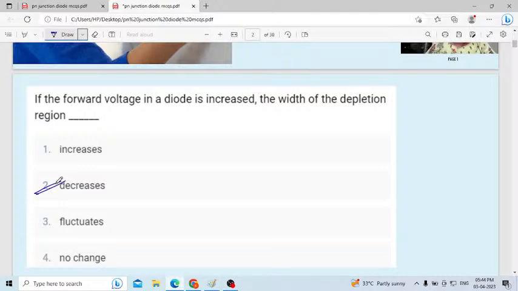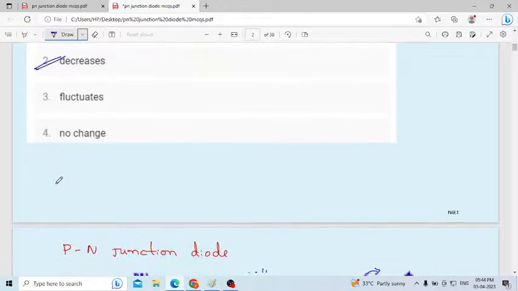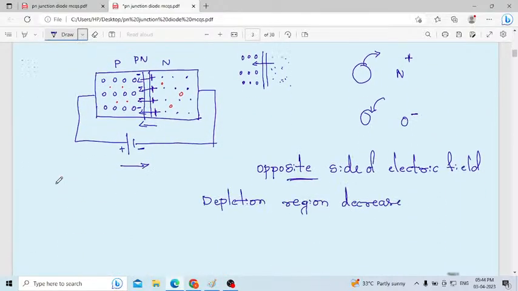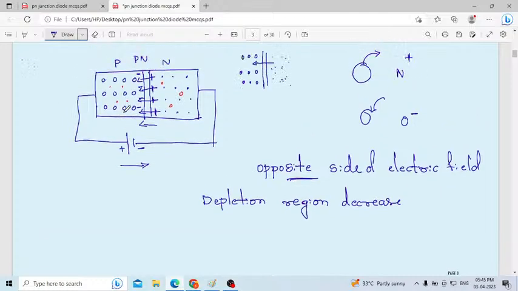In the case of a forward bias, the depletion region will decrease, because when you apply an external voltage, the electric field will be in the opposite direction. Because of the opposite direction, the depletion region gets decreased. When the depletion region decreases, the electrons can flow very easily in this region, and it will constitute a current. That is in the case of a forward bias.